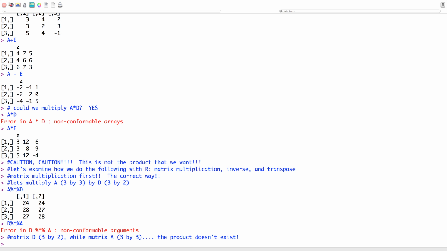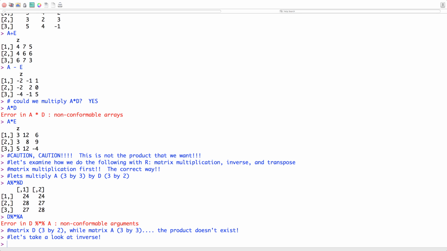Okay, second thing I want to examine. Let's take a look at the inverse of a matrix.